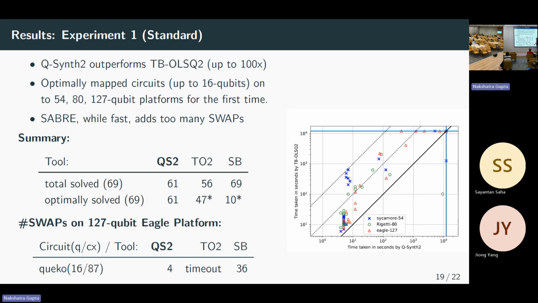TBLSQ2 times out, and Sabre requires 36 swaps. It's like 9 times more than what's needed. Each swap is 3 CNOTs, so this is quite a high number. This is not what we want.